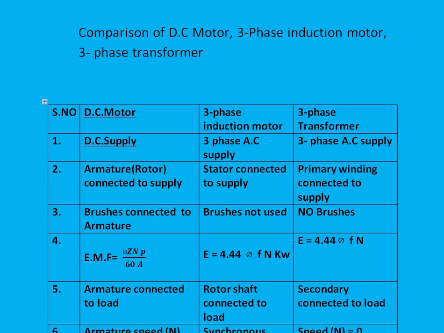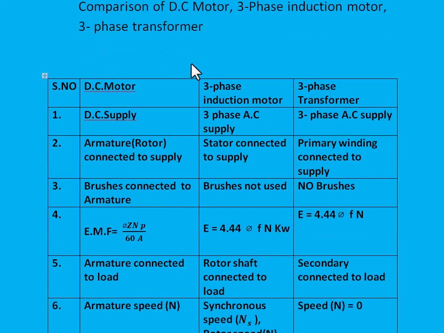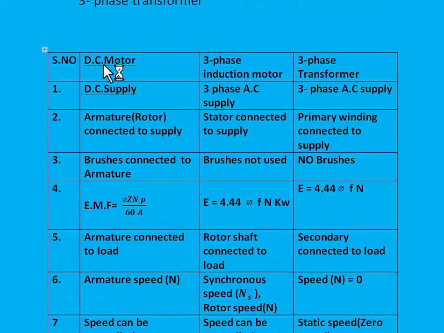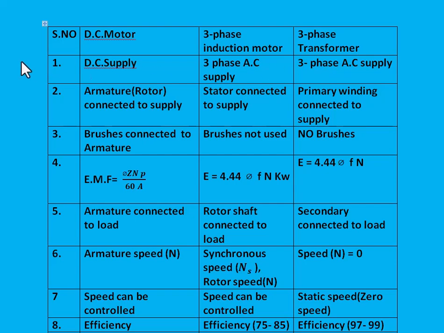Hello friends, today I will discuss the comparison of DC motor, 3-phase induction motor and 3-phase transformer. So here are the three columns: DC motor, 3-phase induction motor, 3-phase transformer. For a DC motor, the supply required is DC supply. For a 3-phase induction motor, the input is 3-phase AC supply. For a 3-phase transformer, it is a 3-phase AC supply.